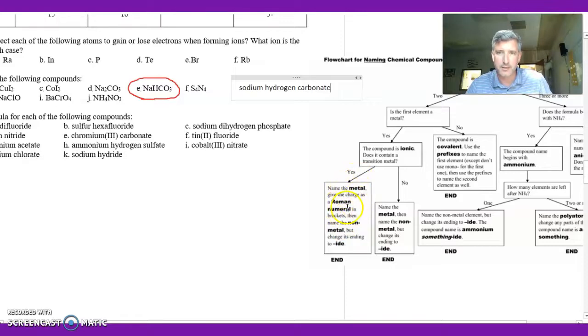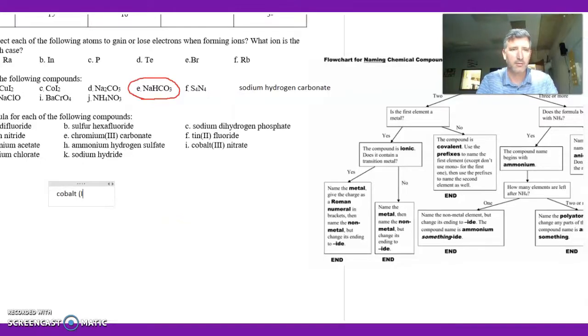So it says name the metal, give the charge as a Roman numeral in brackets, then name the nonmetal, changing its ending to "ide." So for CoI2, we are going to say cobalt, in brackets 2, and I'll explain that in a second, iodide. So the second element, the anion, which is the negative ion, gets an ide ending. So cobalt(II) iodide. Now, where did the 2 come from?